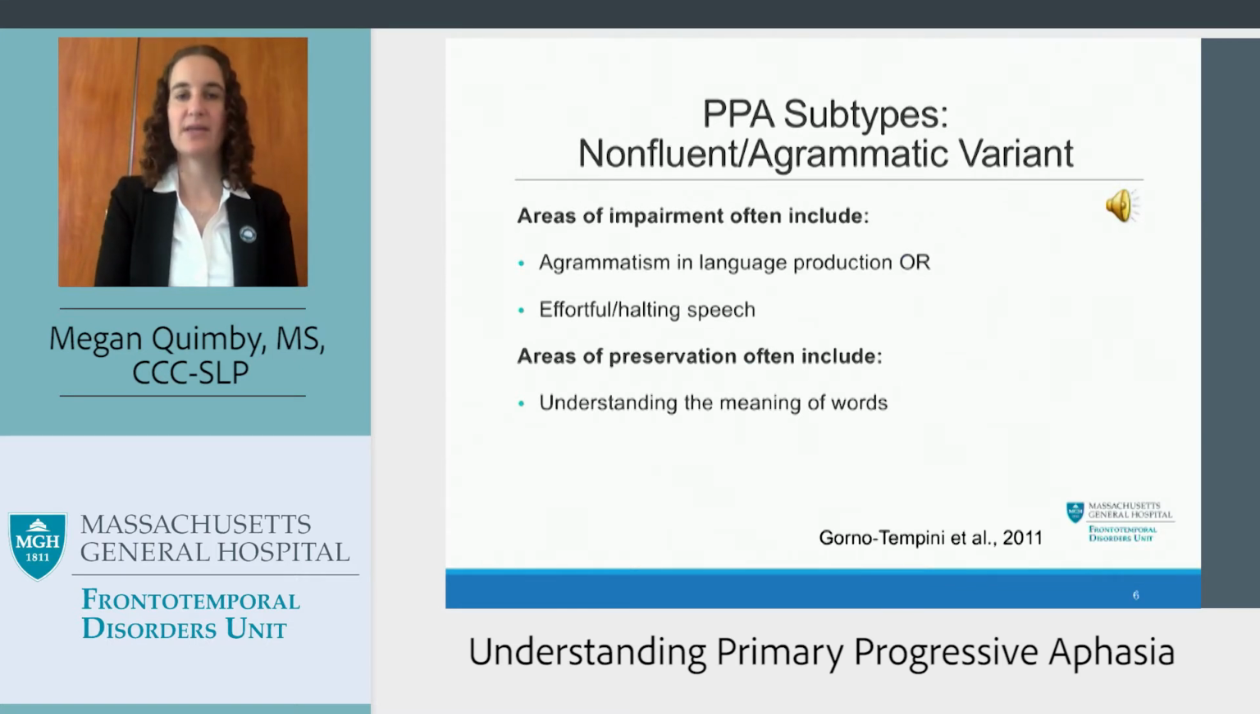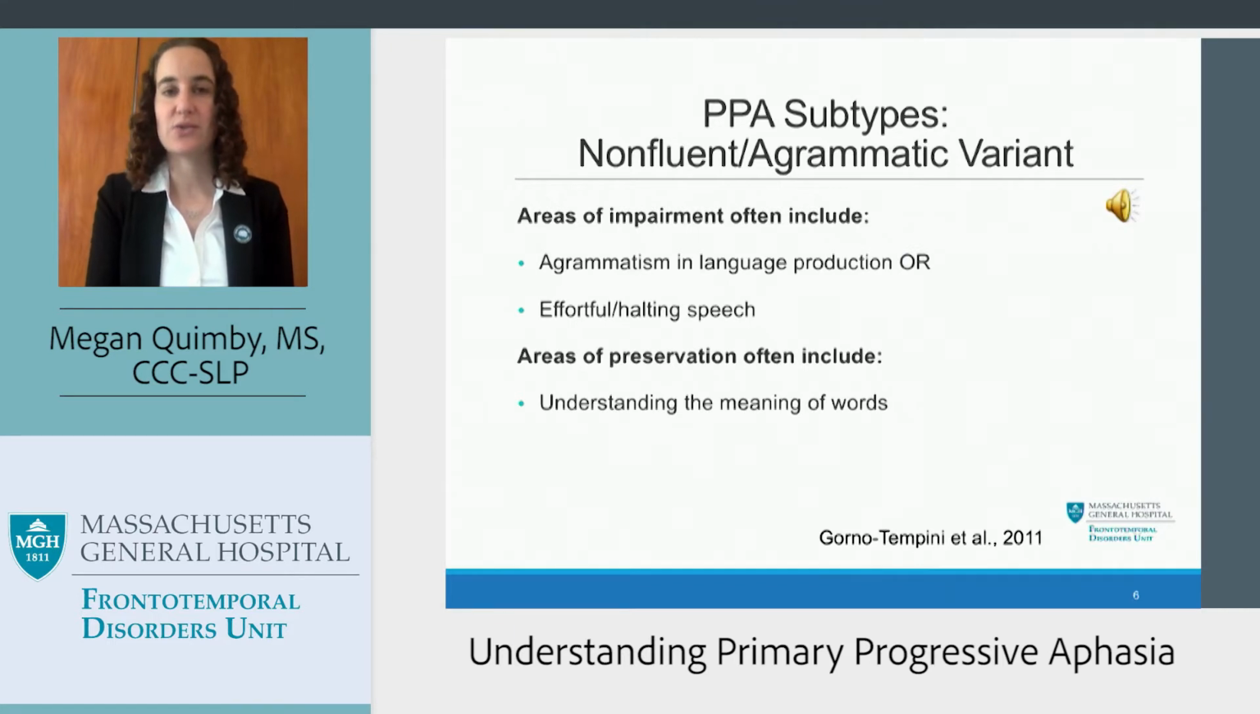The first variant that I'll be discussing is the Nonfluent or Agrammatic. The main impairment that patients with this diagnosis have is something called agrammatism. So they have difficulty producing or comprehending complex grammar or sentences with complex grammar. So they may use short phrases or short sentences to communicate rather than using longer sentences. Another feature they may experience is effortful or halting speech. That's because they oftentimes have difficulty with articulation or pronunciation of specific words.